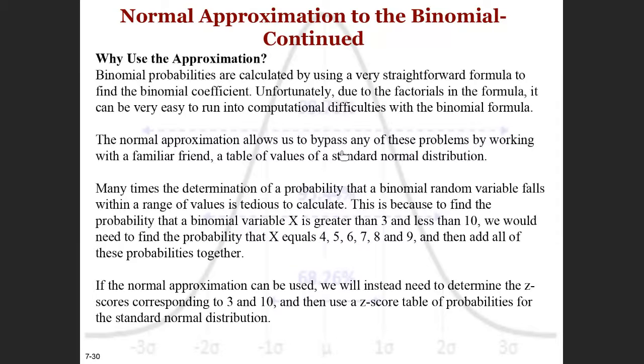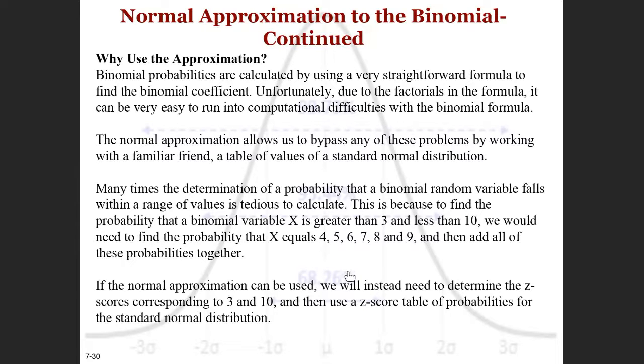Unfortunately, due to the factorials in the formula, it can be very easy to run into computational difficulties with the binomial formula. The normal approximation allows us to bypass any of these problems by working with a familiar friend, the table of values of a standard normal distribution, the Z table.